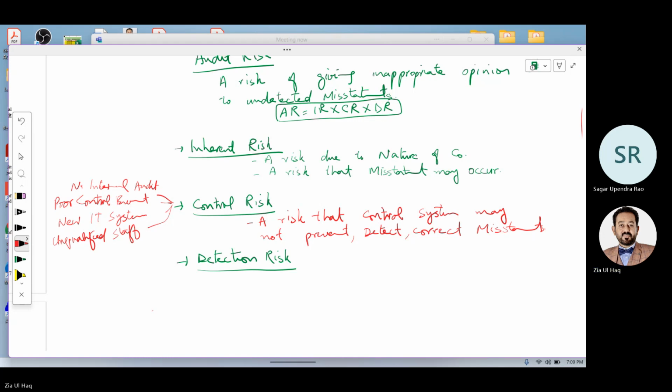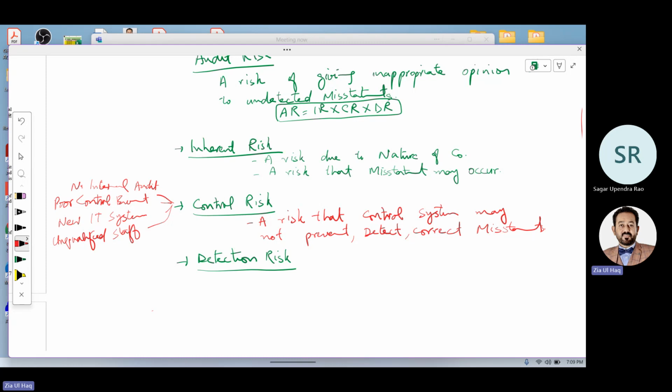Is that fine? So what are the control risks? A risk that misstatement may not be prevented, detected, corrected by the system. What are the examples? No internal audit department. So due to lack of monitoring of the control, misstatements may not be prevented, detected, corrected by the system. Poor control environment. So staff will not follow the policies. So misstatements may not be prevented, detected, corrected by the system. Misstatement means fraud, errors.